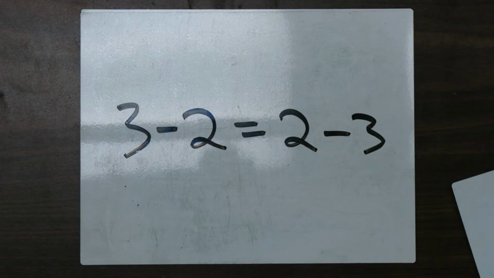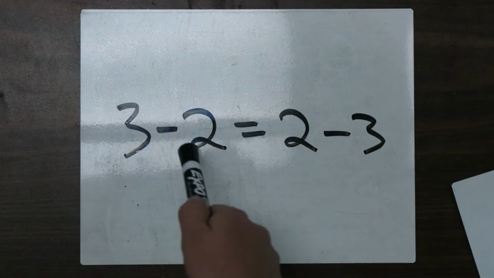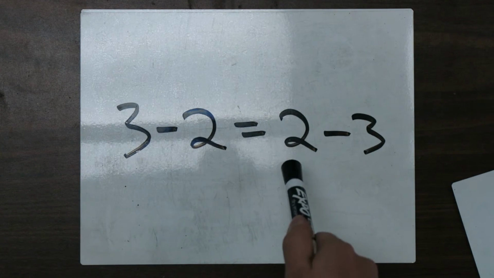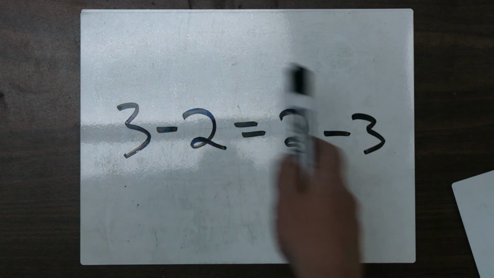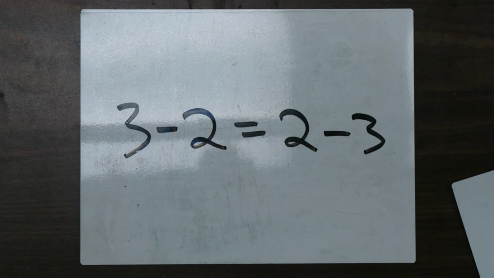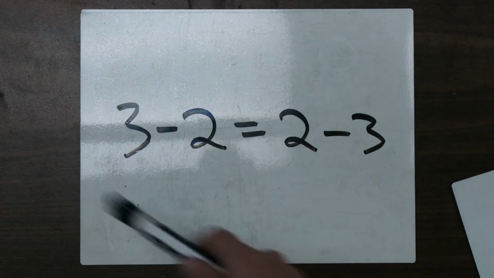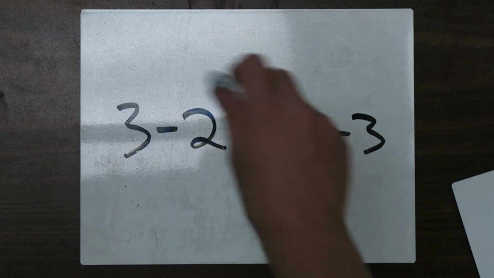Now, does this work with subtraction? 3 minus 2 equals 1. 2 minus 3 equals negative 1. So the commutative property only works with addition. It doesn't work with subtraction.